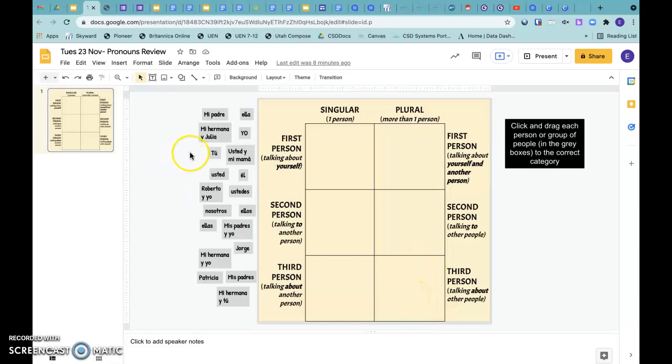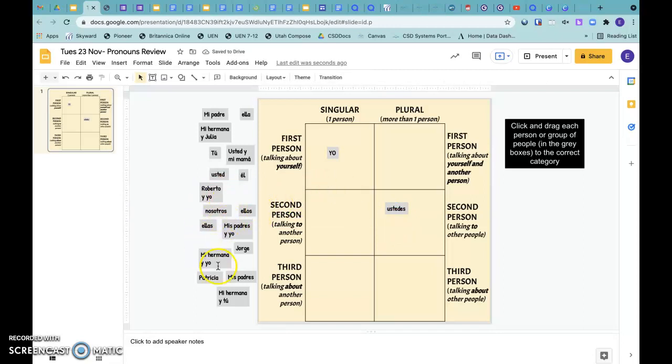So what you need to do is drag each of these boxes to the right spot. So we might start with something easy like yo. That is first person singular, yo. Ustedes means you guys, so we're going to move that here.